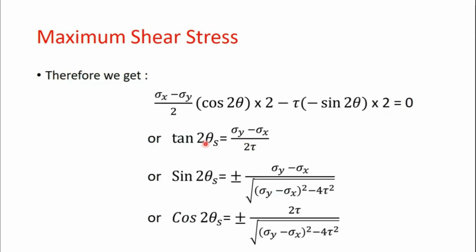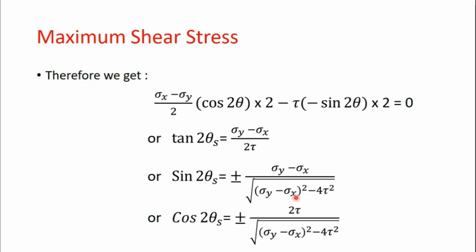Finally solving it, we get tan 2 theta s equals sigma y minus sigma x upon 2 tau. Now theta s is the angle of that plane where shear stress is maximum. Again we will get two values of tan theta, one for theta s and one for 90 plus theta s. Similarly, sin 2 theta s is given as plus minus sigma y minus sigma x upon under root sigma y minus sigma x whole square plus 4 tau square, and similarly cos 2 theta s is given as plus minus 2 tau upon under root sigma y minus sigma x whole square plus 4 tau square.